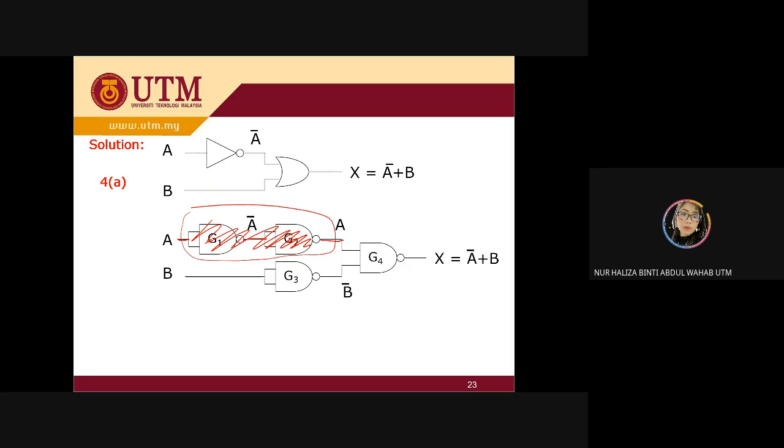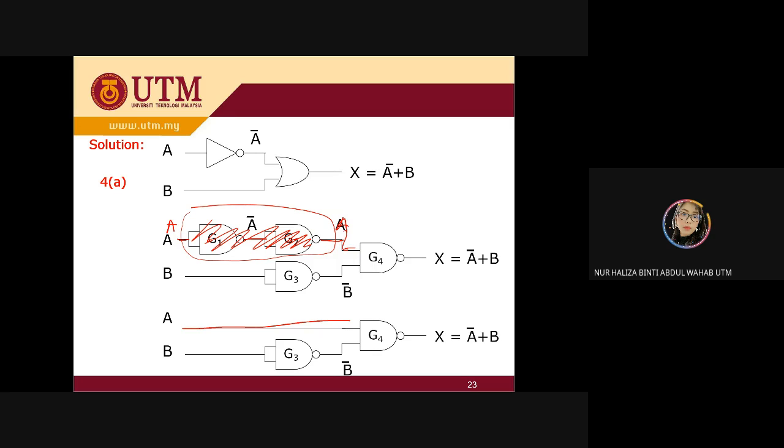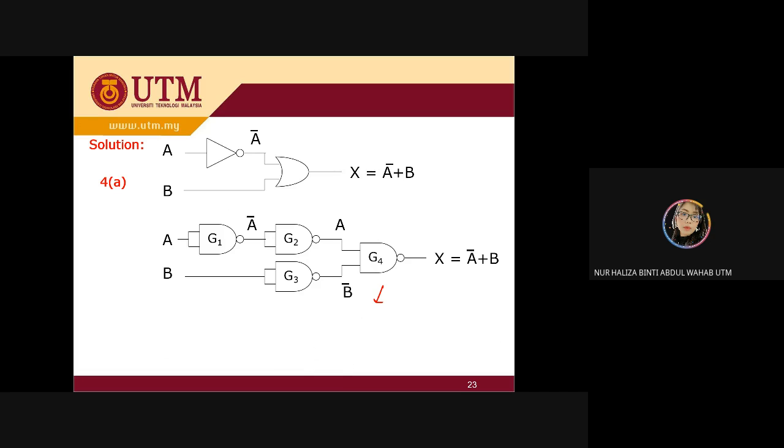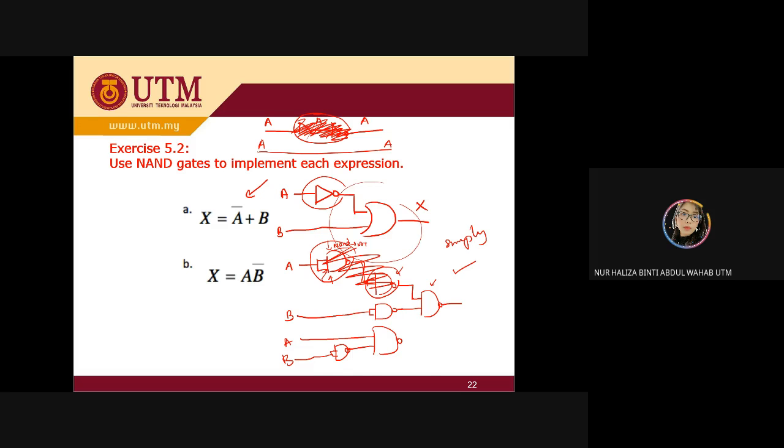So when you remove this, you're going to have a direct connection because you have this input as A, and then at the end it will also be A. So it's like a direct connection. So this is your final simplification for equation A.